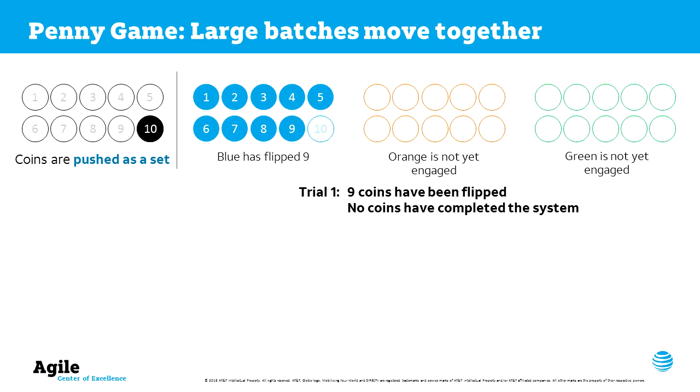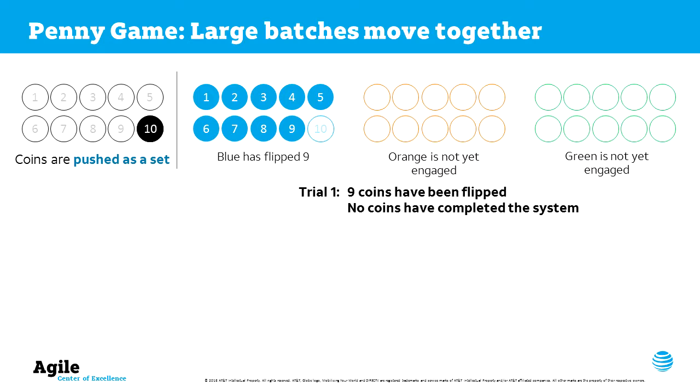What we see when we run the game is that with this large batch process, where all 10 coins have to be processed at each activity before they move to the next, we start seeing teams completing this exercise in about 1:40 to 2 minutes, 20 seconds. So you're seeing about a full minute of variation between fast teams versus the slower teams.